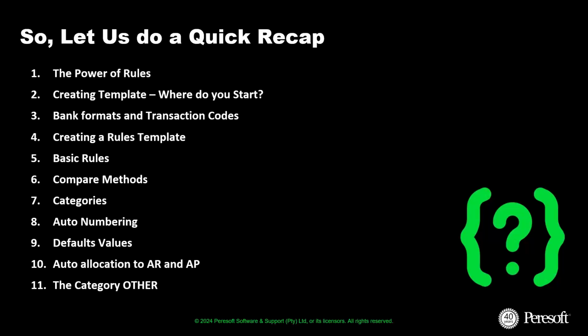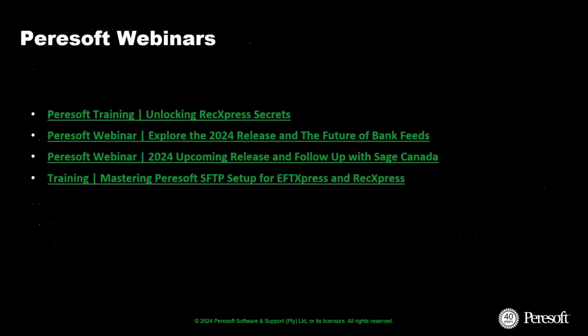You then have your default values, which you can build up month to month using your rules, and it makes your reconciliation so much easier. And it really does become more and more automated as you go along. I think each month you'll build up your rules and all your default values, and eventually you're almost totally hands off. Then you have auto allocation to AR and AP, and then finally the category other, which is where you would create your rules on the fly.